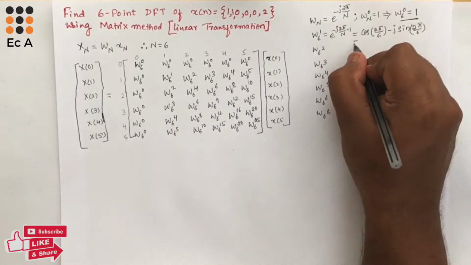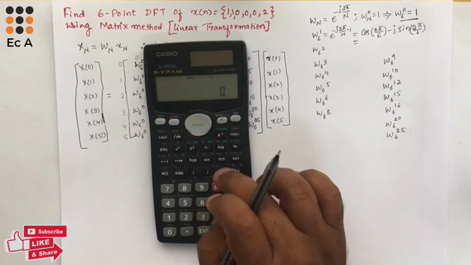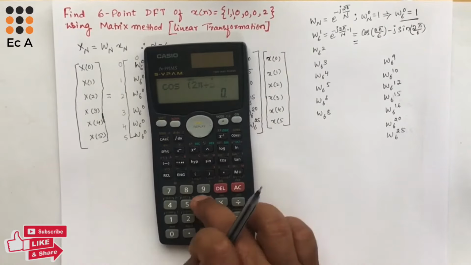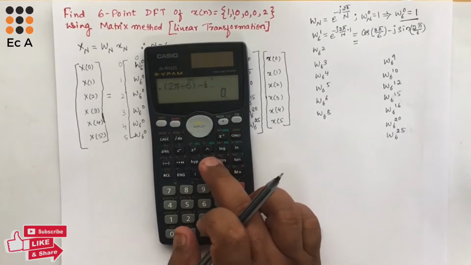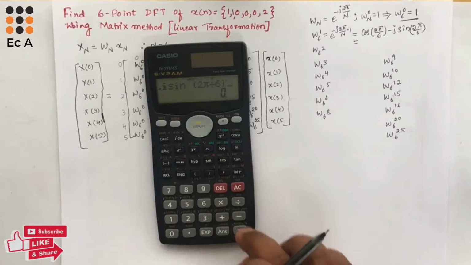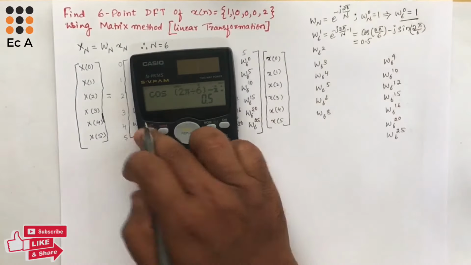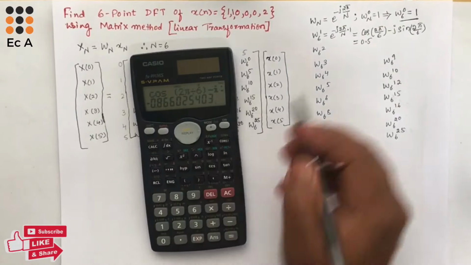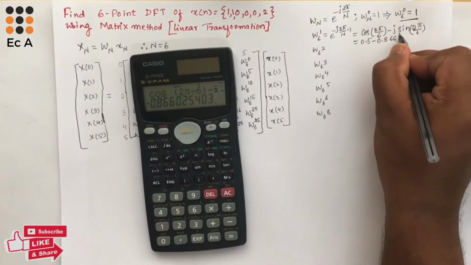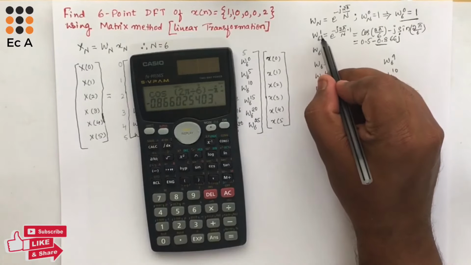If you use a calculator for this, keep the calculator in complex and radians mode. You write cos(2π/6) minus j sin(2π/6). So it is 0.5, shift equals, and the imaginary part is minus 0.866j. So this is the value for W6 to the power of 1.